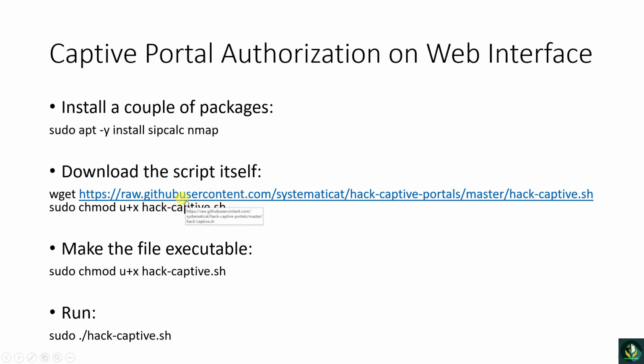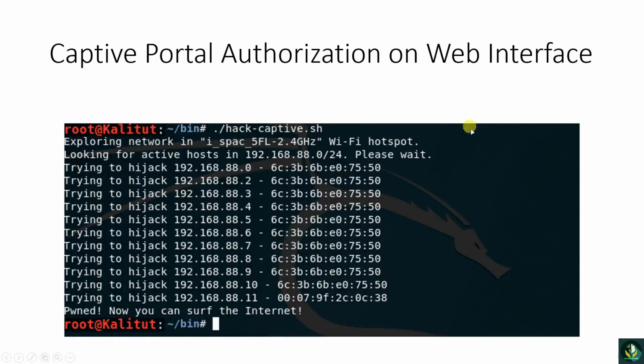Then what you have to do is make the file executable. So just run this simple code. I already selected this so that you can understand. Just after that you make the file executable, then finally just run it. As you can see, it will get you a result similar to this, and you will see the line that you can surf the internet.